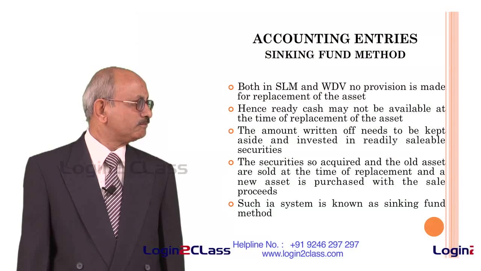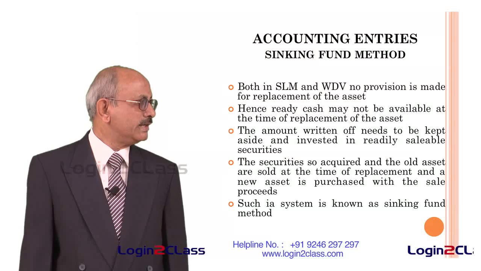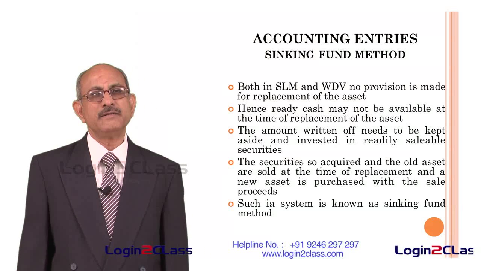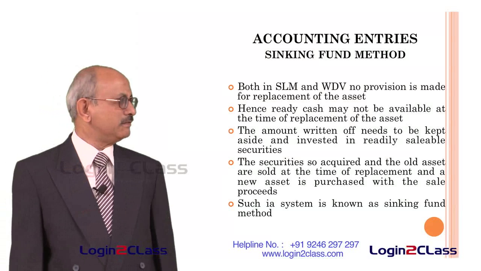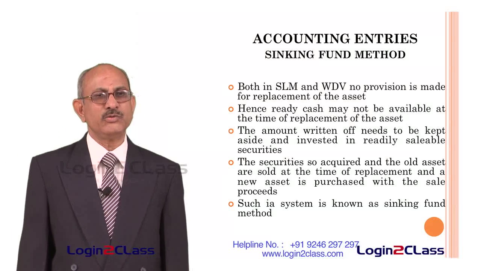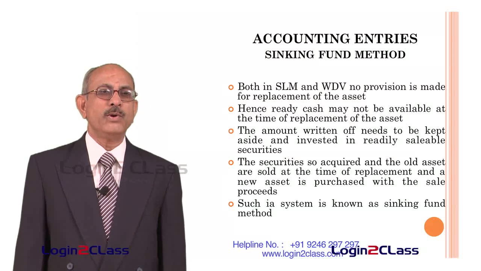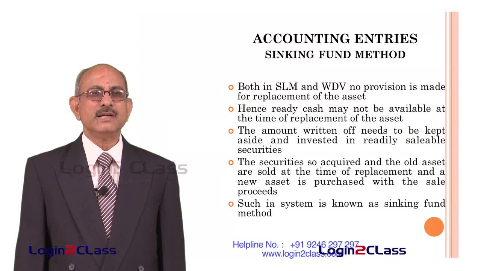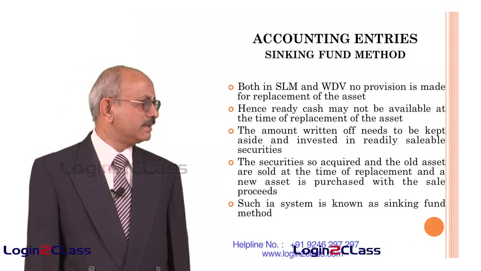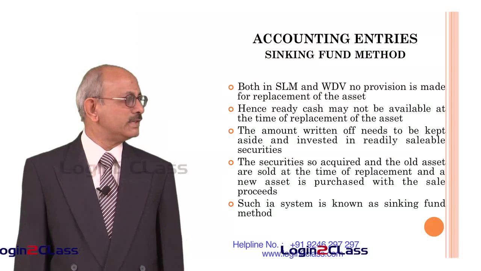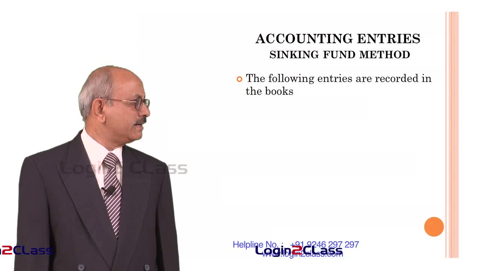So in this case, we need to find out how to pass the entries. Here these entries are divided into different periods. One is how to pass an entry at the end of the first year, then during the subsequent years, then how to pass entries at the end of the useful life of the asset, when the asset has to be sold and the security is encashed and a new asset is purchased to replace the old asset. Let us start with the entries to be put through at the end of the first year.